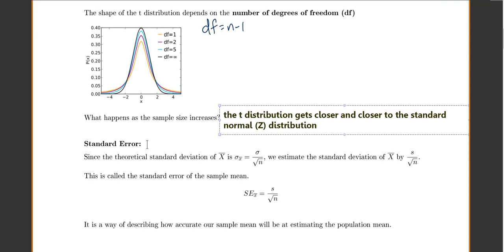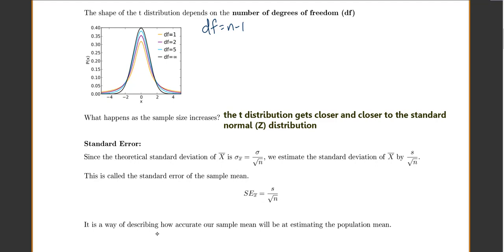We also introduced something called our standard error. Since our theoretical standard deviation of x bar is sigma of x bar equals sigma over square root of n, we estimate the standard deviation. So not only are we estimating our population mean, but we also have to estimate the standard deviation with s over square root of n instead. This is called our standard error of our sample mean, or we could write SE of x bar equals s over square root of n.